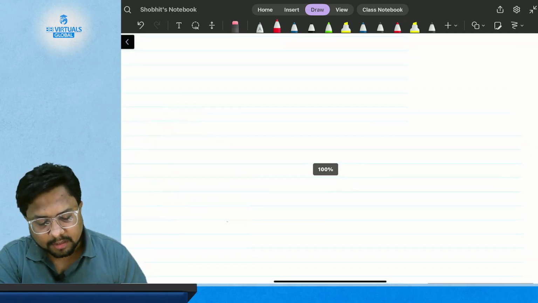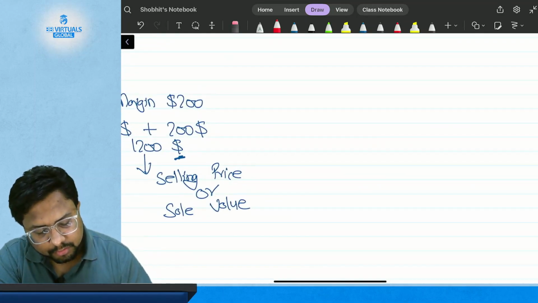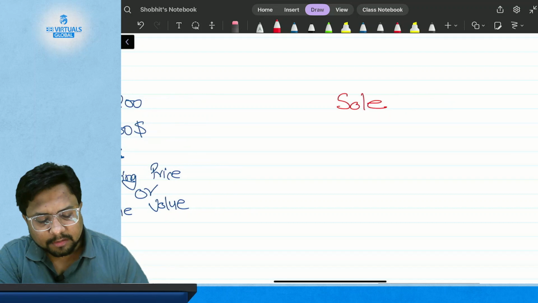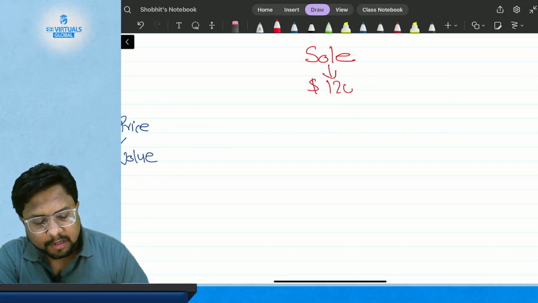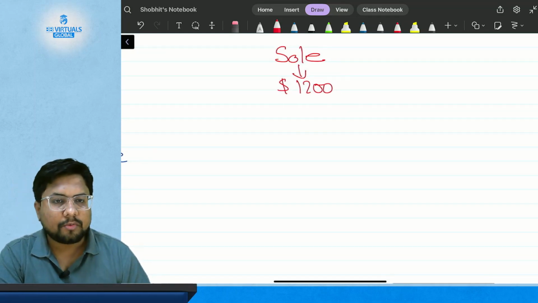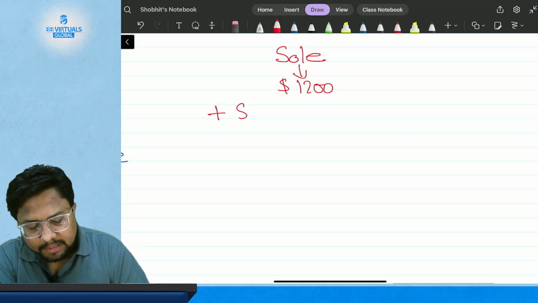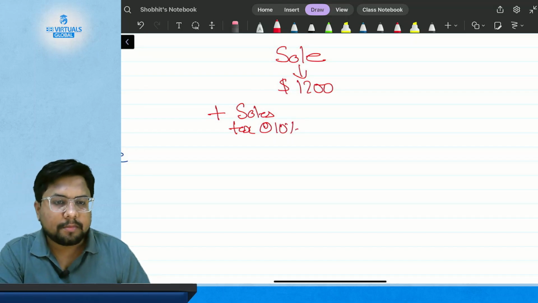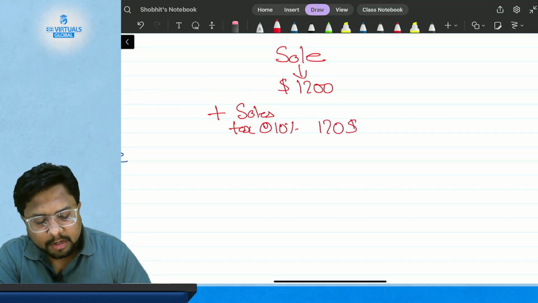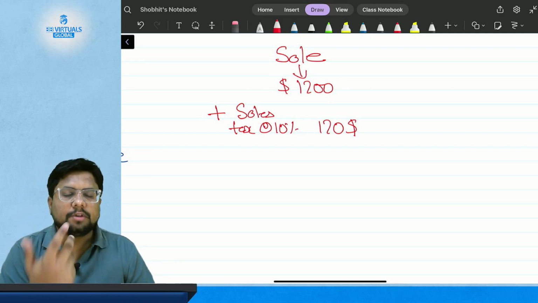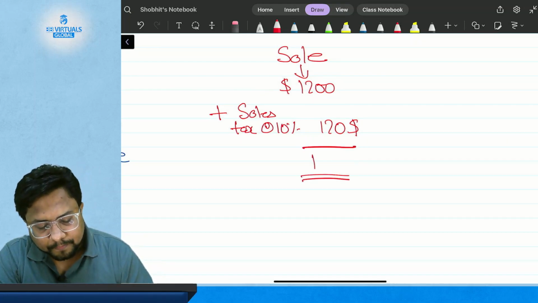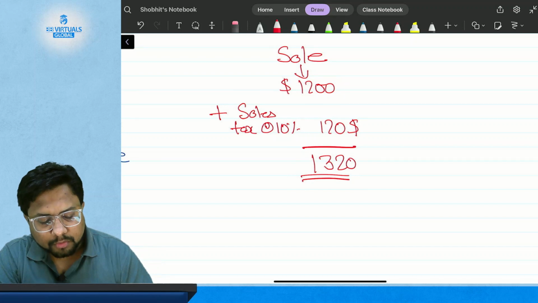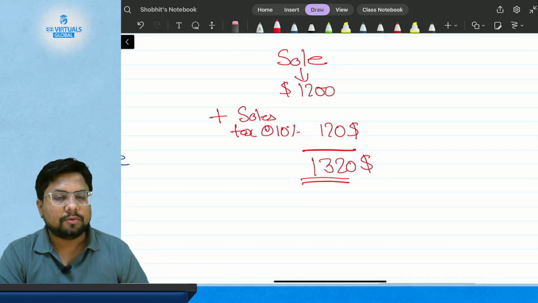So now we come to the sale. Okay, so now we are going to talk about the sale. You are selling the goods at the value of $1,200 on which sales tax is to be charged at a rate of 10%. So the amount becomes $120. Okay, 10% of 1200 is $120, and the total amount becomes $1,320.